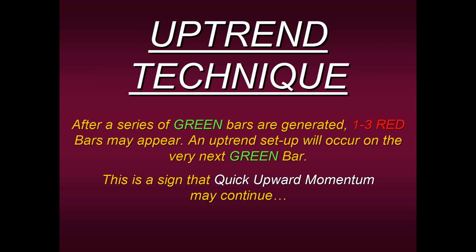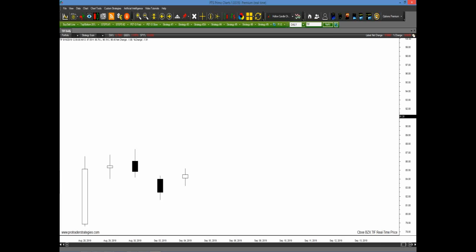But after a series of green bars appear or are generated, you'll see 1 to 3 red bars that appear, okay? Now, an uptrend setup will occur on the very next green bar. This is a sign that quick upward momentum may continue. All right, so not to be confused, let's look at a visual representation of those rules.